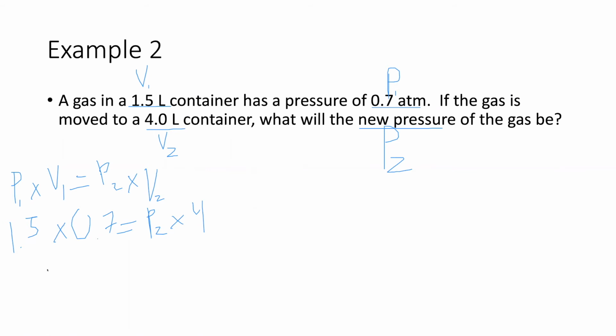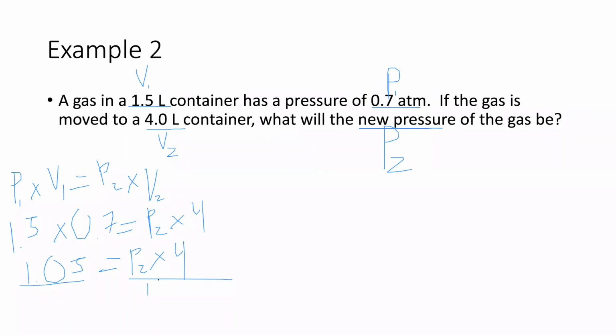So real quick, on a calculator, on your phone, whichever is easier. So 1.5 times 0.7 is going to simply give you guys 1.05 is going to equal P2 times 4. The last step, guys, like the last problem, divide each side by 4.